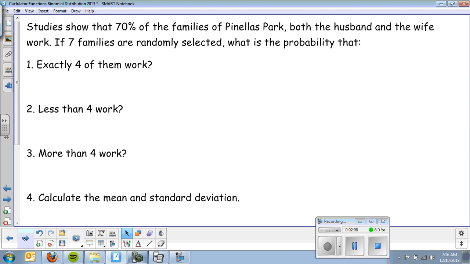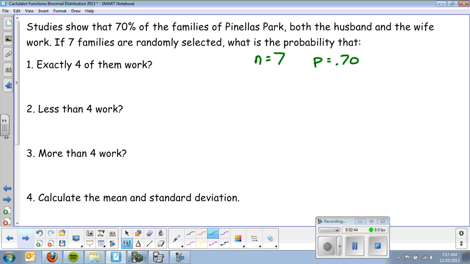So I'm going to work through this problem using your calculator. Studies show that 70% of the families in Pinellas Park, both the husband and the wife work. If 7 families are randomly selected, what is the probability that, and then we'll answer some questions. Now, the first thing we want to do is identify the parameters of the binomial distribution. N is 7. That's the total number of families selected. And then we have P, which is the probability of success, which in this case is 0.70.